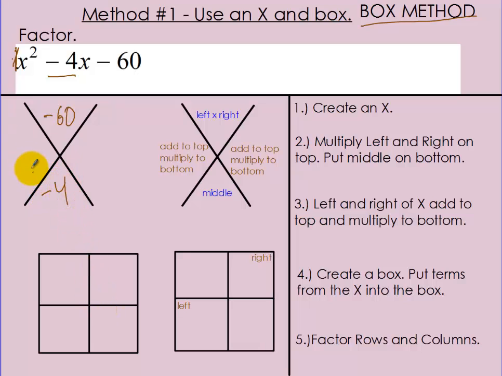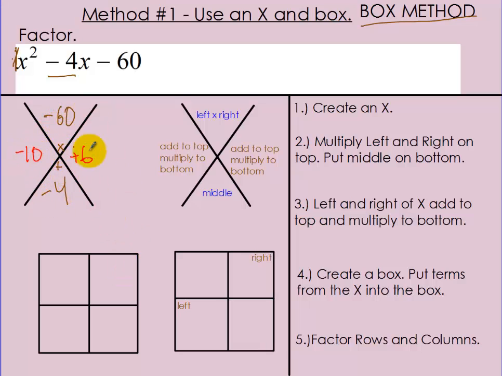On the left and right of the X, you're going to pick two numbers that add to the bottom, and they must multiply to the top. So I have to have two numbers that add to negative 4 and multiply to negative 60. Start guessing numbers that multiply to negative 60, and then figure out which ones add to negative 4. If you play around with that, you'll find your two numbers are negative 10 and positive 6, because those add up to negative 4 and multiply to negative 60.